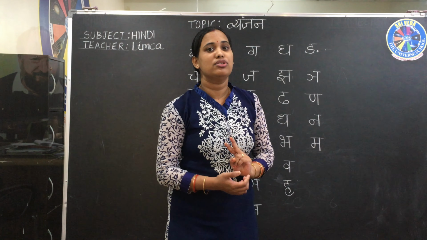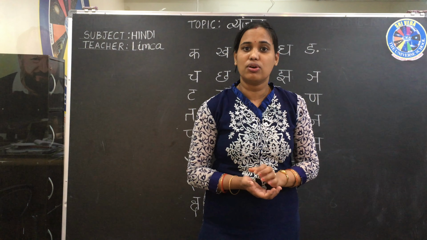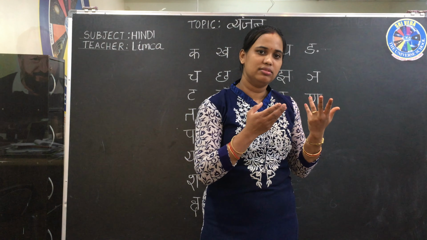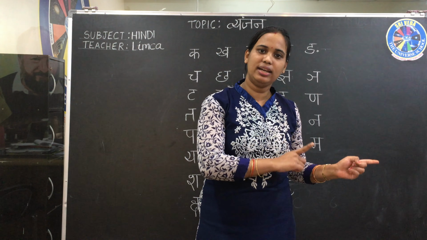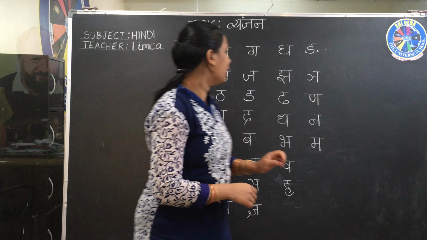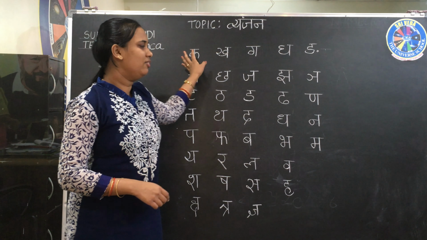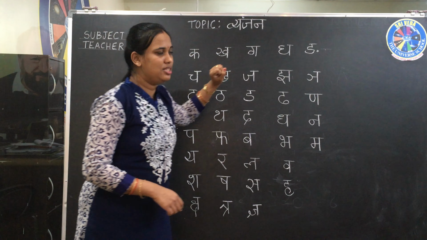Today we will learn Vyanjan. Vyanjan means consonants. In English, we call it consonants. In English, you have vowels and consonants. So, swar is vowels and vyanjan is consonants. Okay, so here we start vyanjan. Here we go with vyanjan.